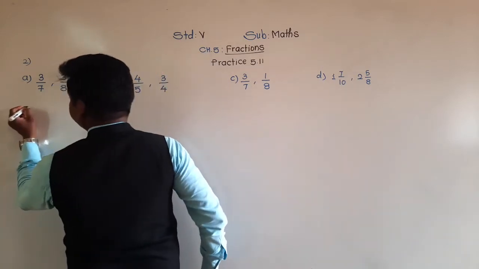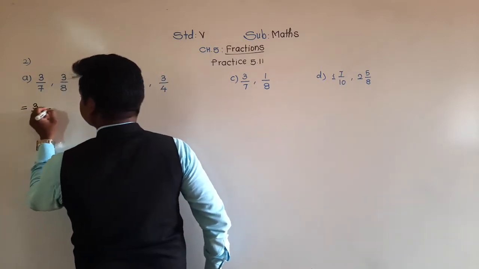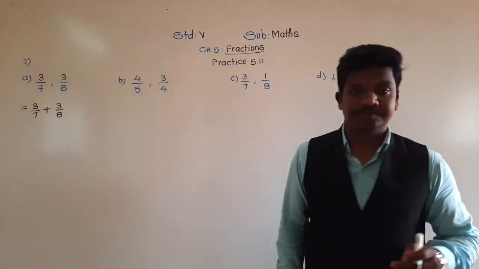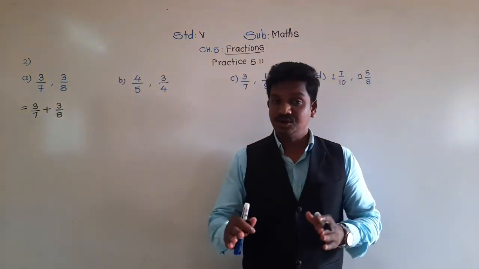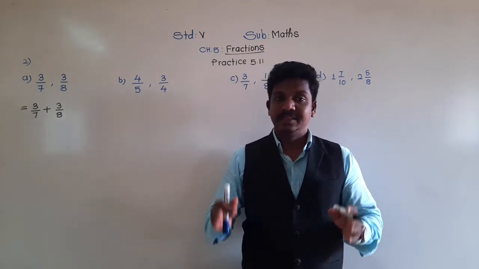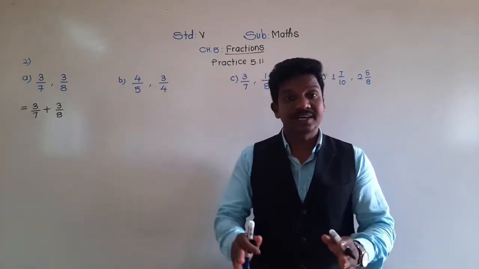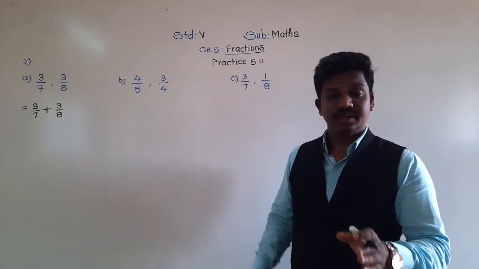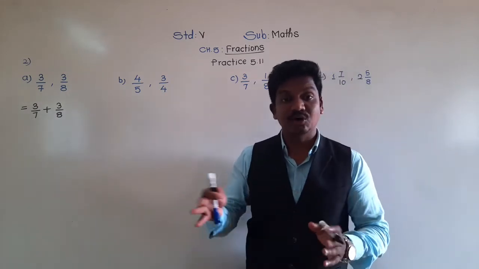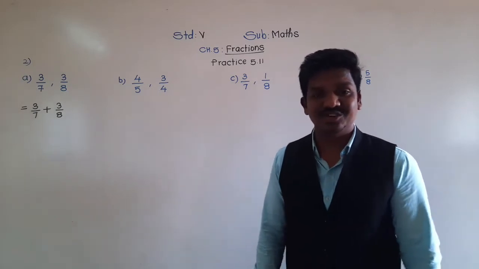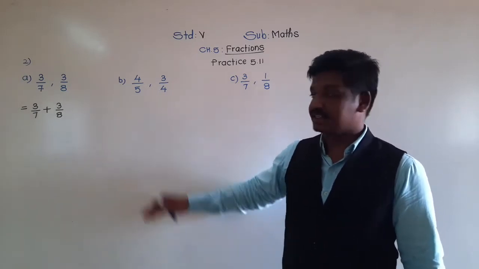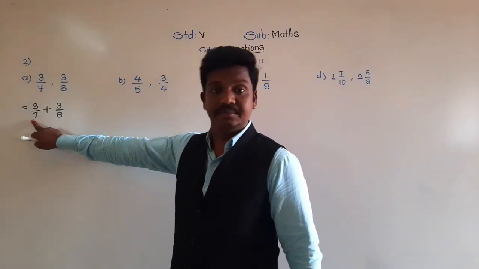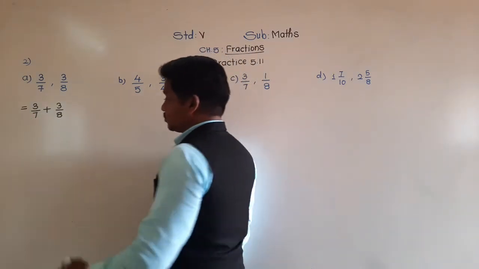So now, here, see. 3 upon 7 plus 3 upon 8. Their denominators are not same. So if the denominators are not same, then we have to make their denominators same. Okay. Now the question comes, how to make the denominator same? Let's see what we have to do. First we have to find the LCM of 7 and 8. We have learned to find LCM.